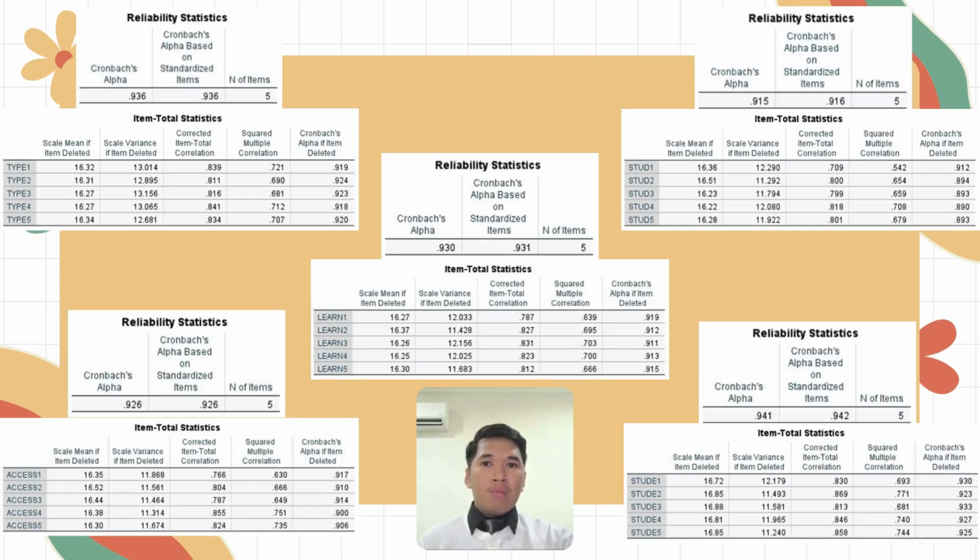And then the reliability test. All scales demonstrate excellent reliability with Cronbach's Alpha values ranging from 0.915 to 0.941, confirming the consistency of our measurement tools. We are using SPSS and SmartPLS to conduct descriptive and inferential statistics, factor analysis, and path analysis. This study highlights critical factors influencing academic outcomes and offers actionable insight for educators and institutions.